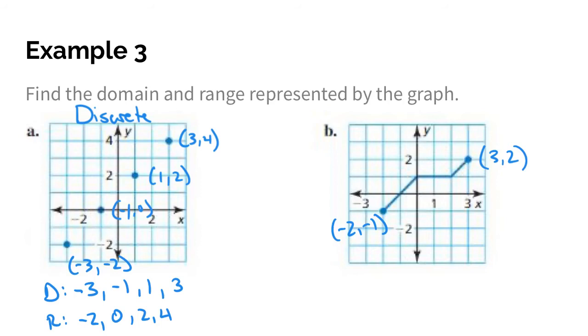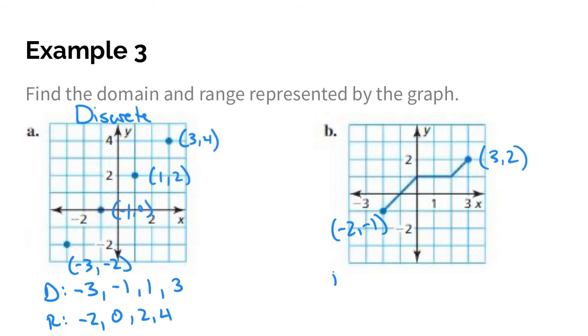So for example, my inputs, my domains go from -2 to 3. Because it's a smooth curve, what it means is I want every single value between -2 and 3. So not only the whole numbers of -2, -1, 0, 1, 2, and 3, but I also want all the fractions, all the decimals, anything in between.